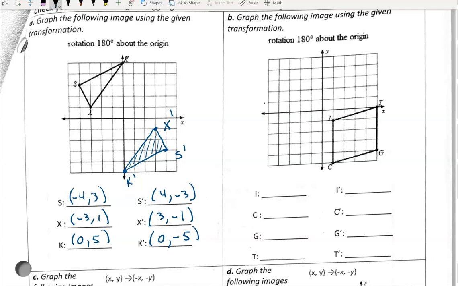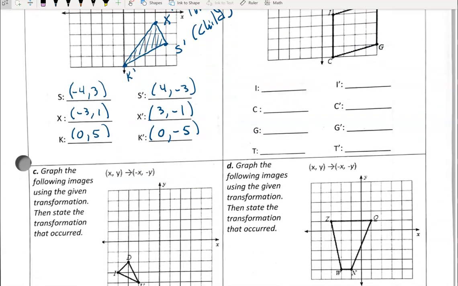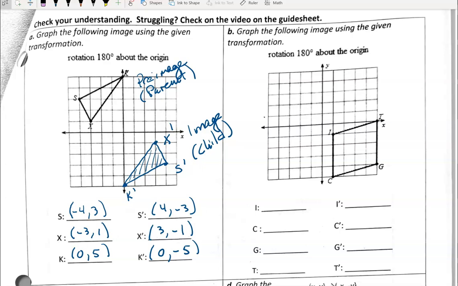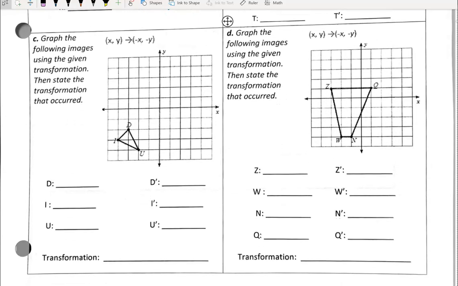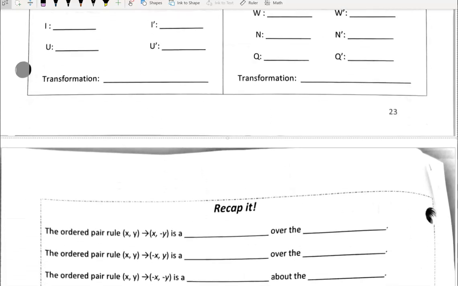Okay, pre-image, just a little review of the vocabulary, or parent. And then we have the image, or child. All right. So go ahead and try the rest of these. You'll notice in A and B they wrote out the rule that they want you to follow in words, and then in C and D they write out the rule in symbol form. So make sure you know the difference so you know how to answer questions on a quiz or a test.